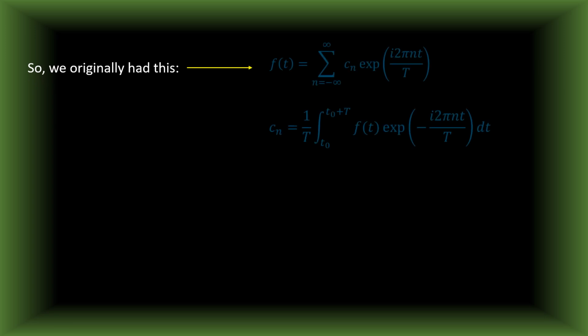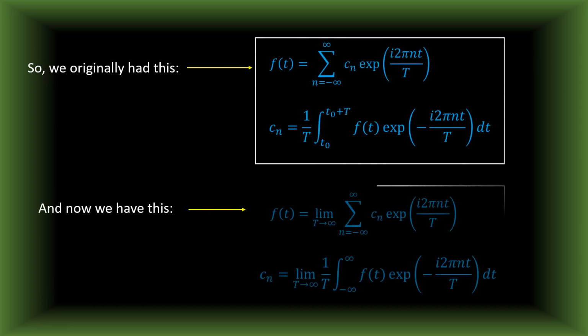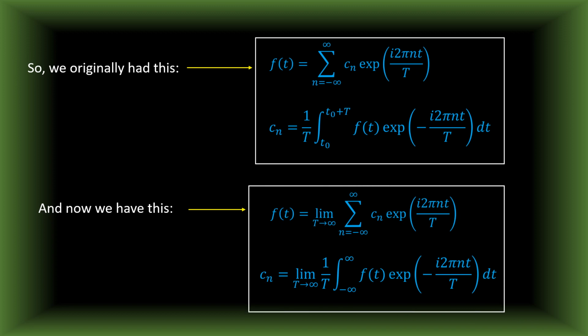So for our Fourier series representation of our function, we originally had this, but now we have this, and it's a result of setting our bounds to negative infinity as the lower bound and positive infinity as the upper bound. So we're sampling over all values of t over the entire domain. So we're creating a vector that represents the entire function this time.